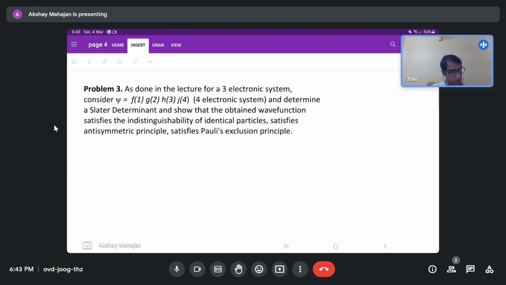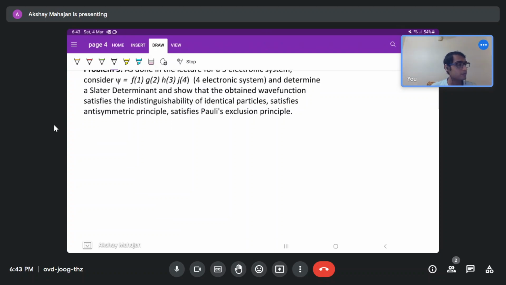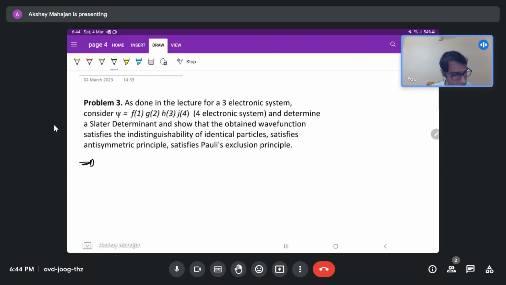So problem number 3, as done in the lecture, for a 3 electronic system, consider we have a psi which is given by F1, G2, H3, J4, a 4 electronic system, and determine a Slater determinant, and show that the obtained wave function satisfies the indistinguishability of identical particles, that it is antisymmetric. That is basically what is done in the class for the 3 electronic system, and let us do it for a 4 electronic system. So let us start in a similar manner as done in the class.